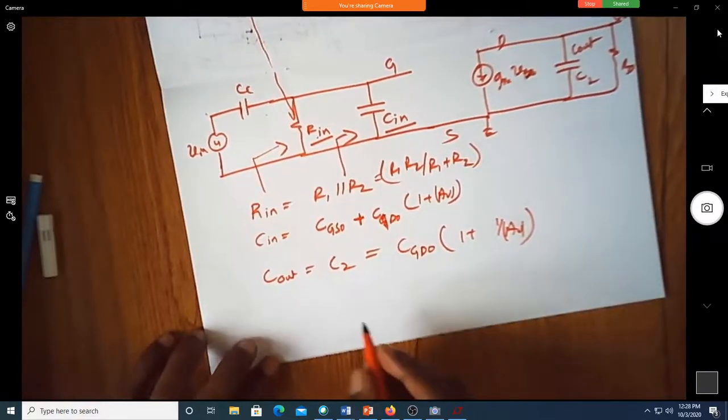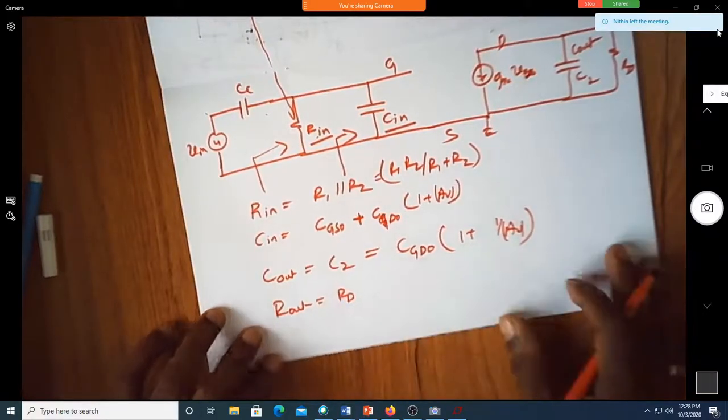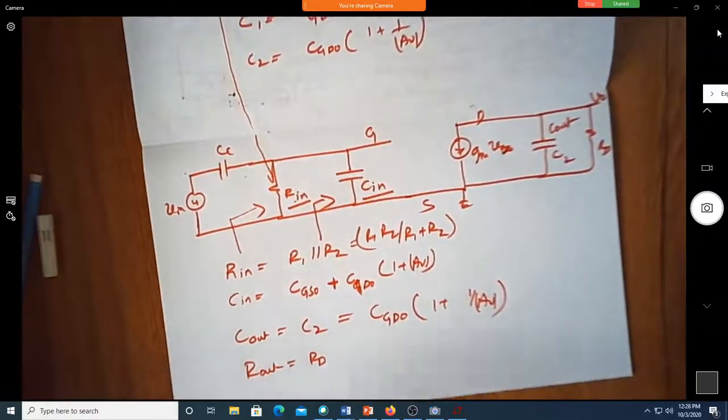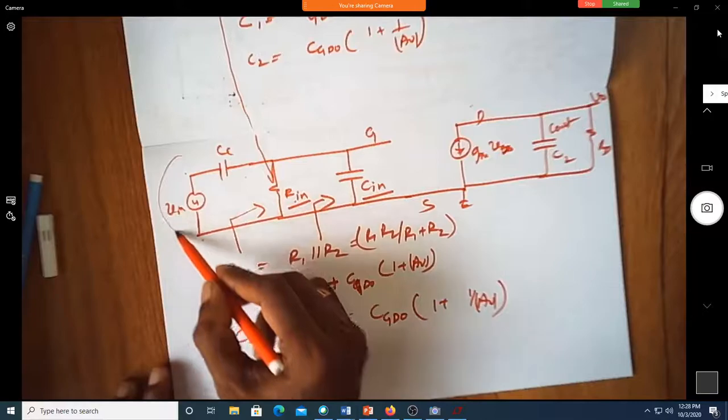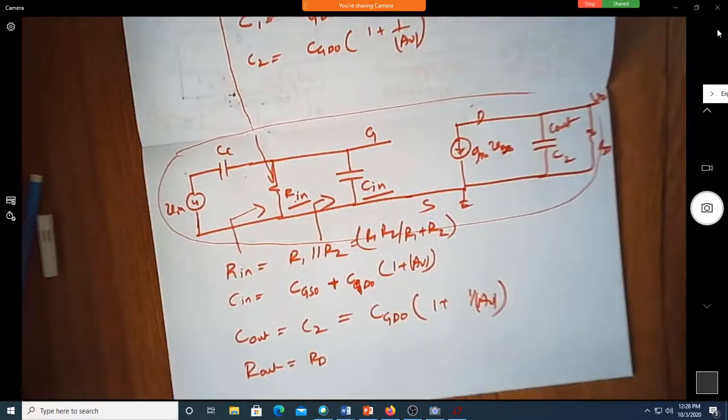What is R out? R out is equal to RD. This is the equivalent circuit of the CS amplifier for all frequencies. For all frequencies. Correct?